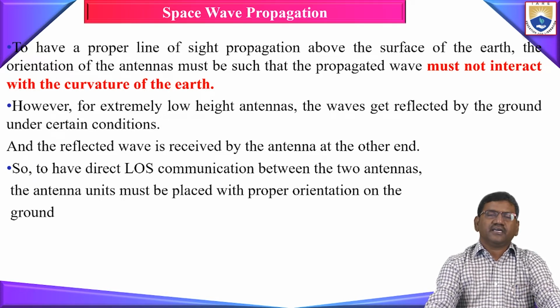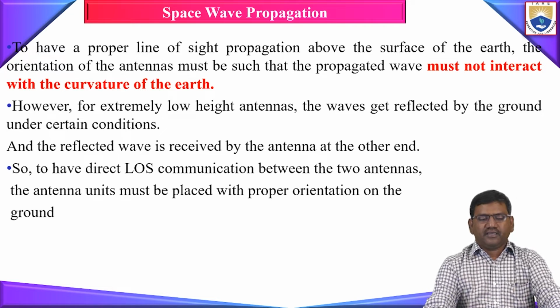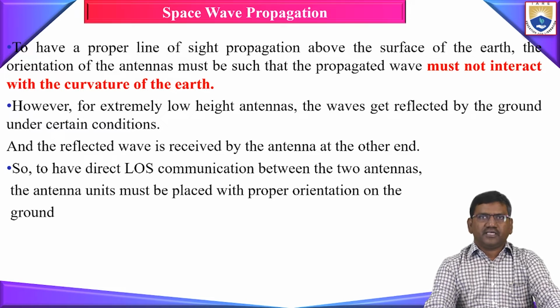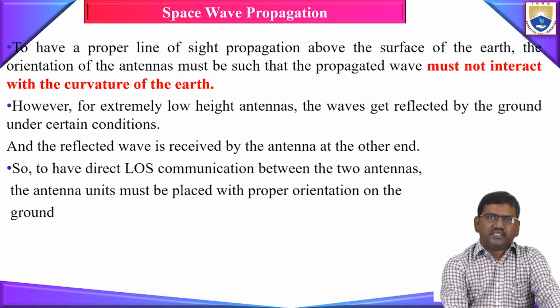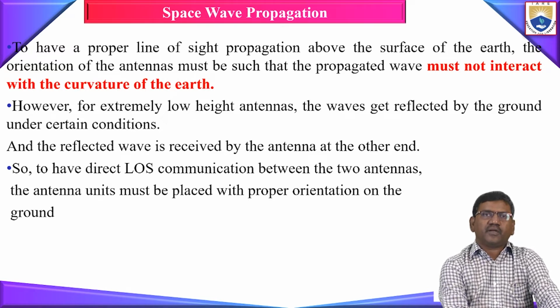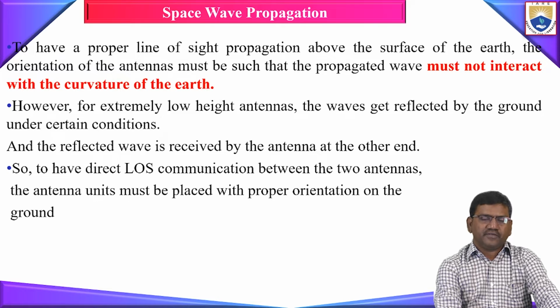So line of sight propagation is possible on the flat earth. It is also possible when the surface of the earth is curved, under the condition that the signal propagated from the transmitting antenna should not touch the surface. It has to reach the receiving antenna directly, without any obstacles in between the transmitting antenna and the receiving antenna.